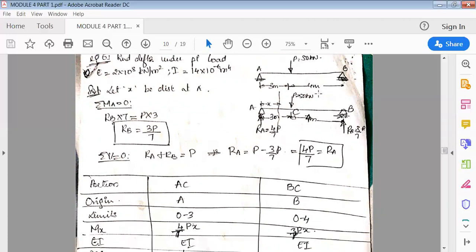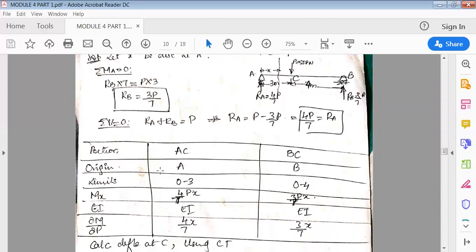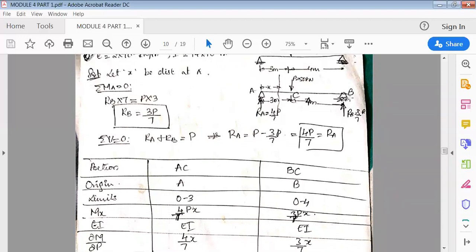Next reaction, RA plus RB is equal to P. So RA is equal to P minus 3P by 7. So RA is equal to 4P by 7. Okay, once you find the reactions RA and RB, then as usual, use the table. Portion AC, BC.